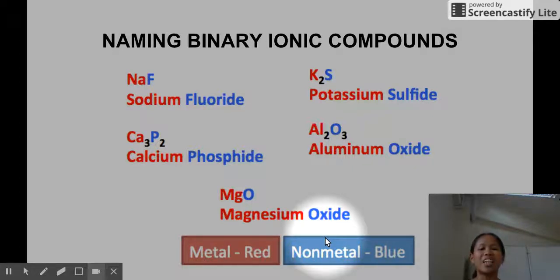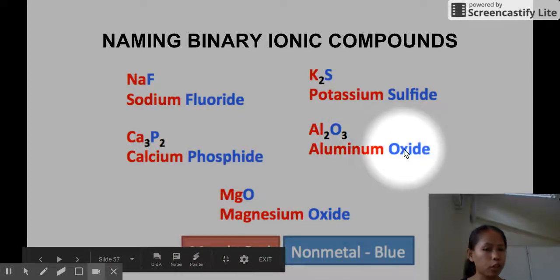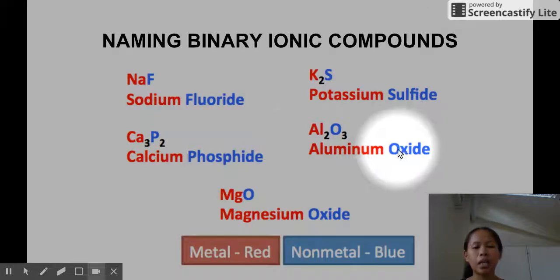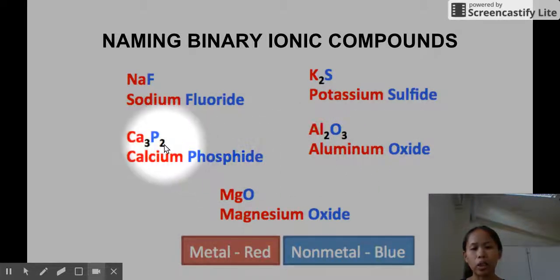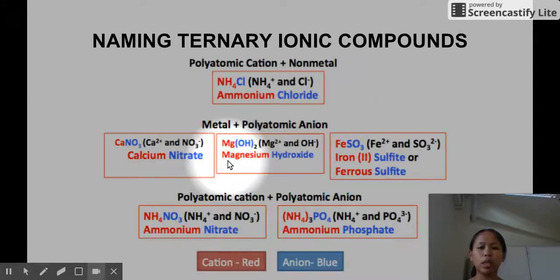Basically, it's not dependent on the value of your subscript. All you need to do is make your nonmetal's name end in IDE. So that's how simple it is to name binary ionic compounds. Let's now go to naming your ternary ionic compounds.